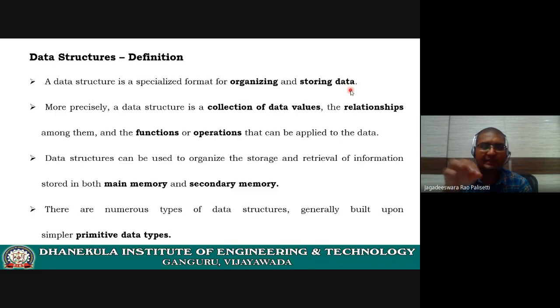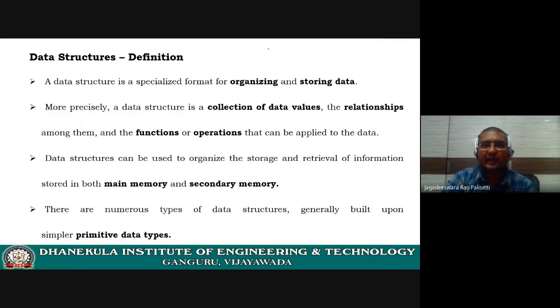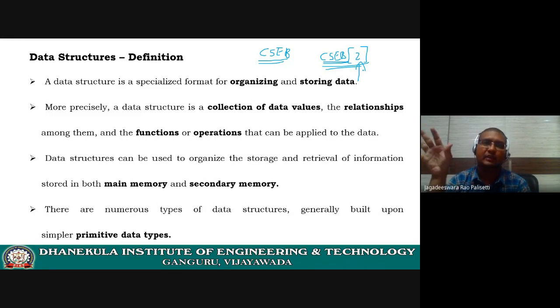If the array name is CSCB, this is the name of an array. Then how do you store the element? How do you access the element? As it is an array, you can consider CSCB of 2. What does this indicate? On the array, at index location 2, we are accessing. That is the way. Am I clear? Means the way of storing and the way of accessing are both based upon the index location.